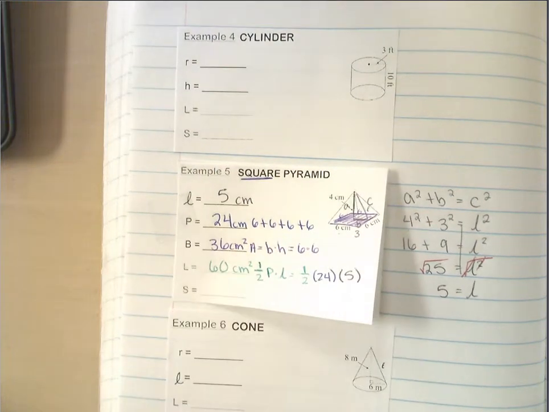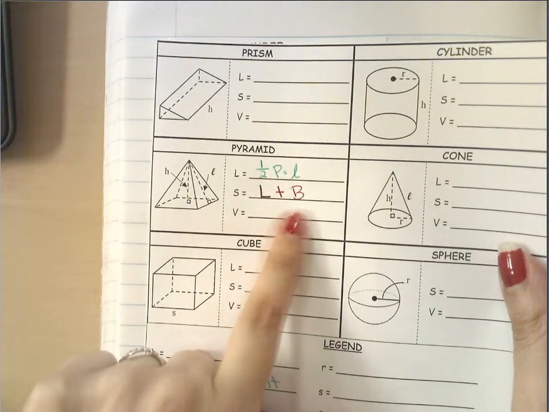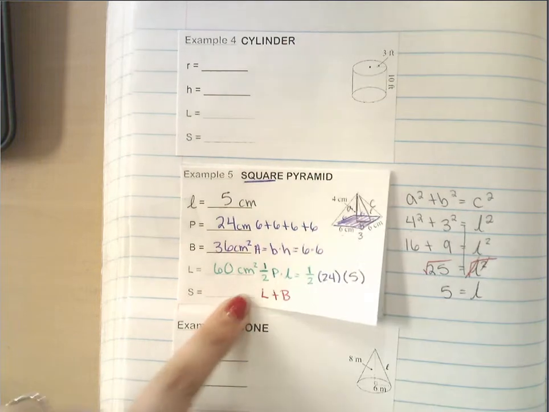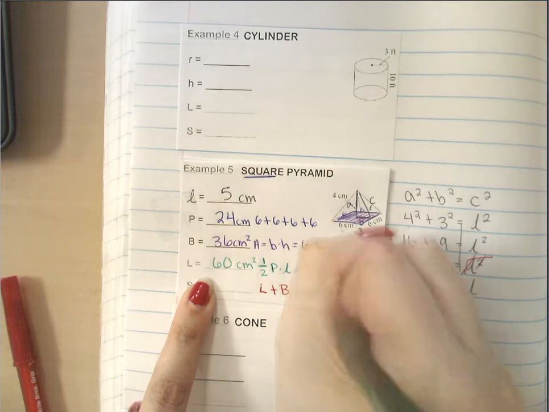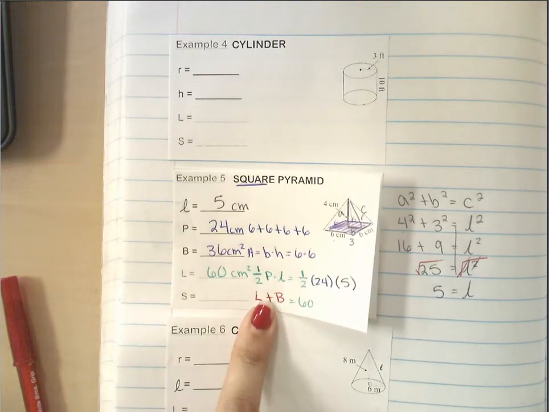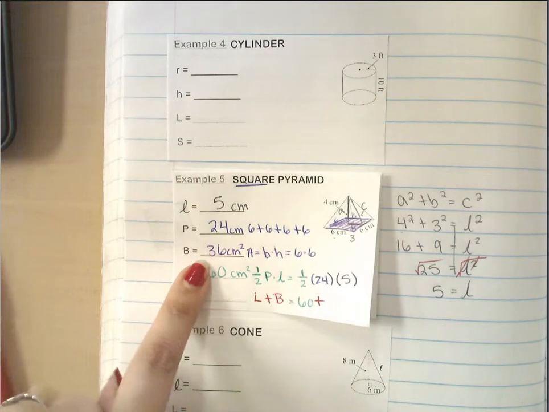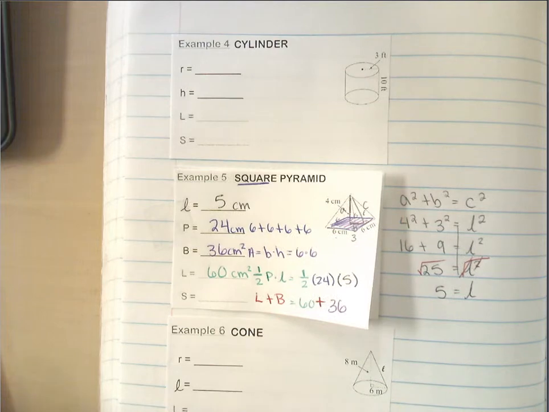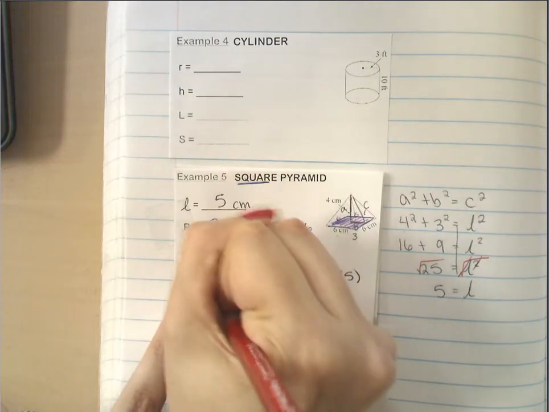And then total surface area, remember formula never changes, L plus B for pyramids. So L plus B. L is the 60 that I just got. B is the area of the base, which I also have. It's right here. That's 36. And so when you add them, 60 plus 36, that's 96.